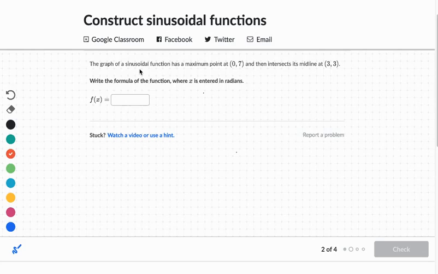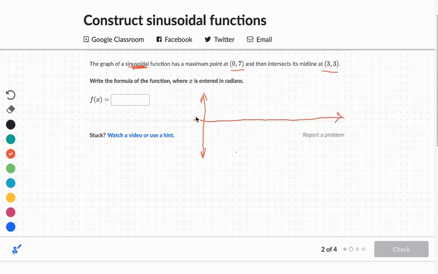So it says the graph of a sinusoid function. So this means it can be cosine or sine as the parent. Has a maximum point at (0, 7), and then intersects its midline at (3, 3). So let's draw this out as best we can here. All right, not terrible. We're going to use this line right here.